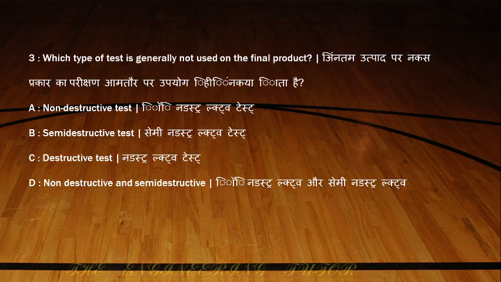Which type of test is generally not used in the final product? If the product is in the final stage, it will be difficult to do a destructive test on the product. That is, it will destroy the product. So we will not be using destructive test on the final product.